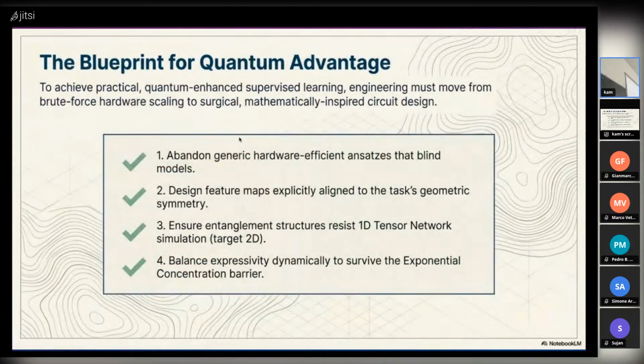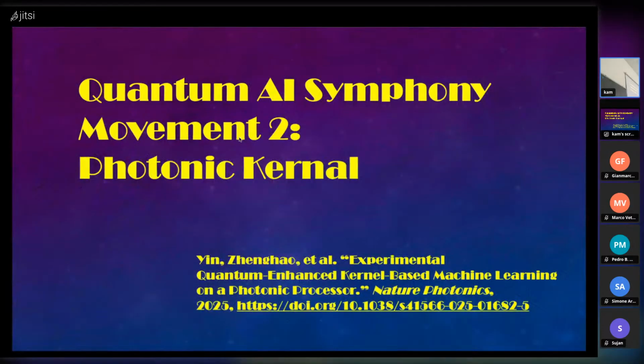So that's just the work. Before I move on, do you have any questions about the big picture of the advantages and disadvantages of quantum kernel methods? Then I'm going on.